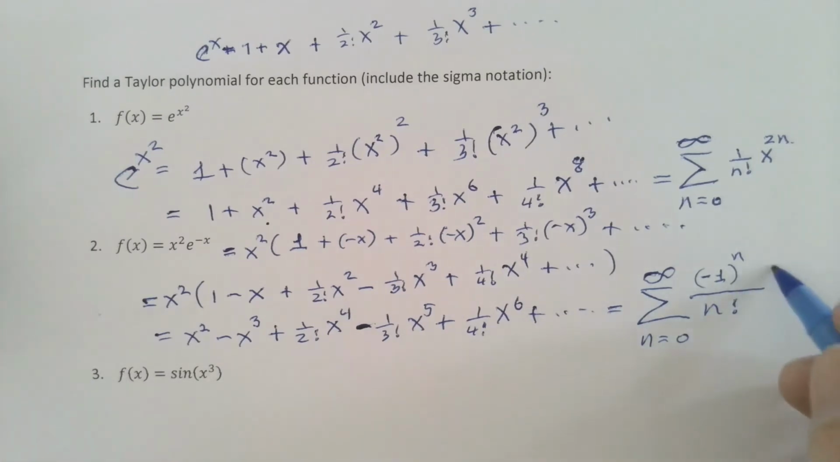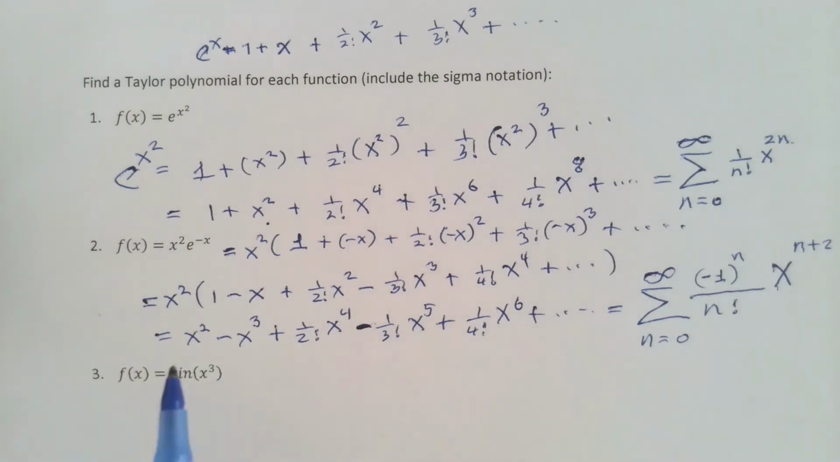And then finally, we have x to the n plus 2. Right, so for example, our indices go 0, 1, 2, 3. Right here where n equals 3, 3 plus 2 matches with the 5. So we did that one right.